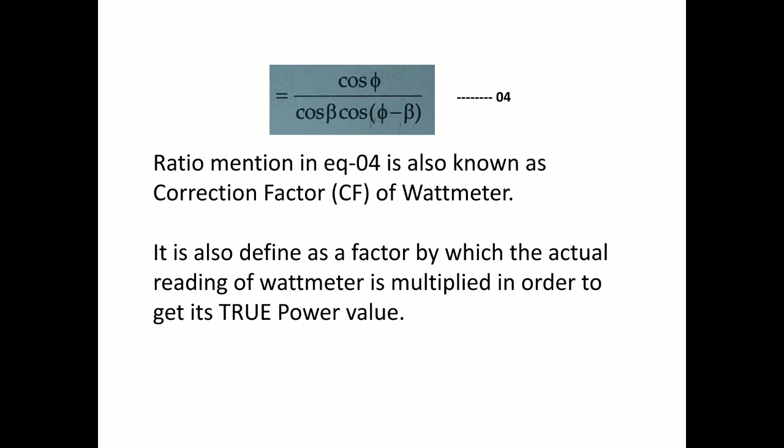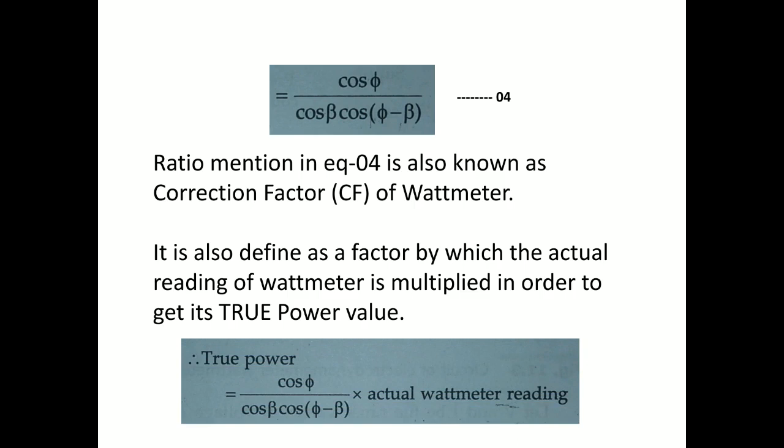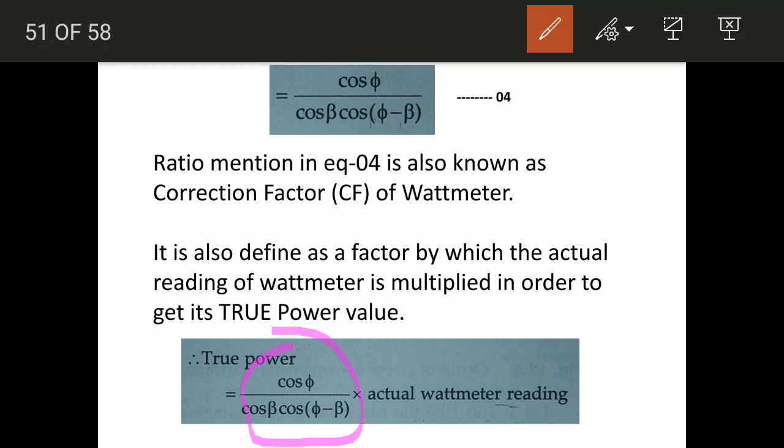And as there is beta, definitely the reading of the wattmeter is going to change. And this error is nothing but the error which is caused in the reading of the wattmeter due to the presence of inductance of the pressure coil. So mathematically we can write true power, which is nothing but the rated power which is consumed by the load connected in that circuit, is nothing but the multiplication of correction factor and actual wattmeter reading. So the expression for correction factor in case of lagging nature of load is cos phi whole divided by cos of beta into cos of phi minus beta.